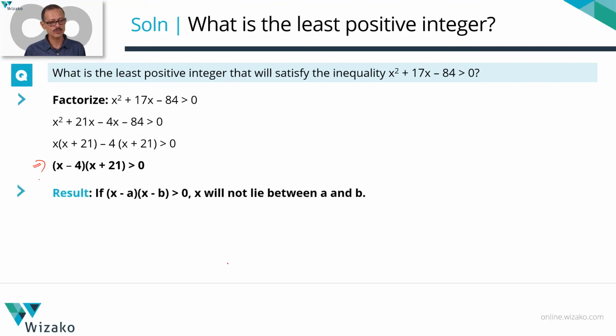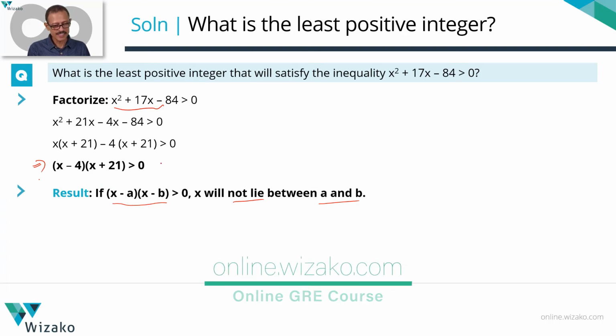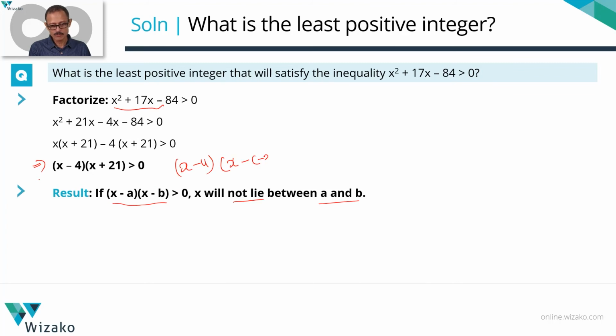The result goes as follows. If you can write a quadratic expression in this format, x minus a times x minus b greater than 0, then the result says x will not lie between a and b. Have we factorized it to resemble this? More or less, but not exactly. So let's rewrite this. We'll rewrite it as x minus 4 times x minus of minus 21.